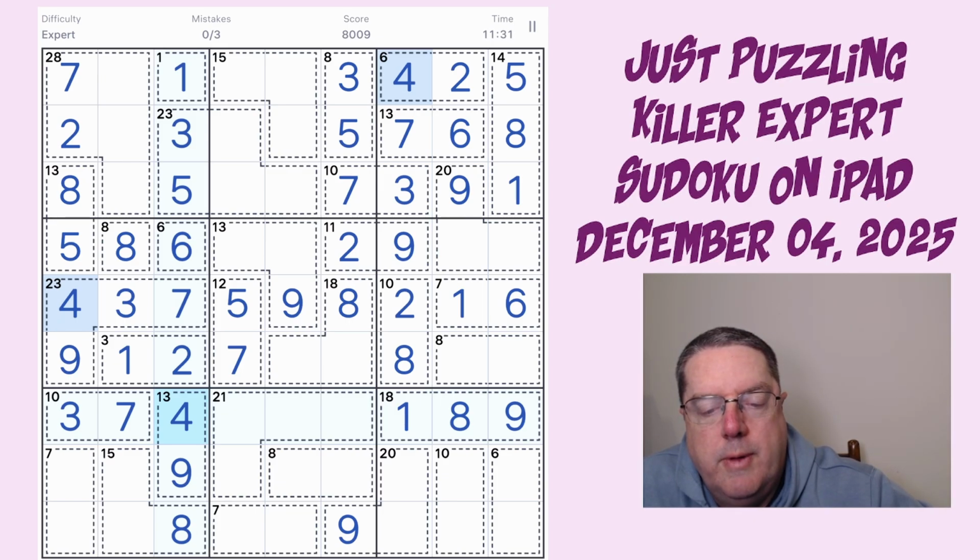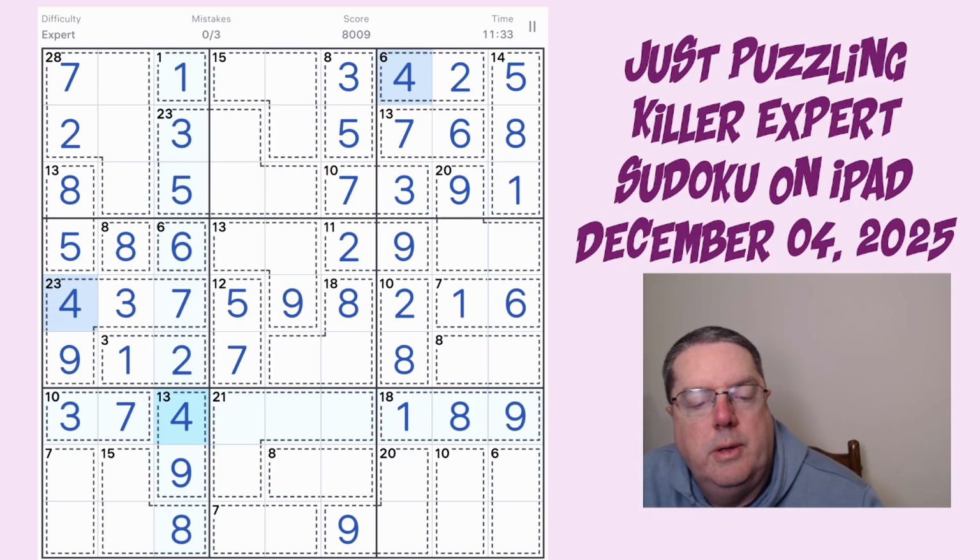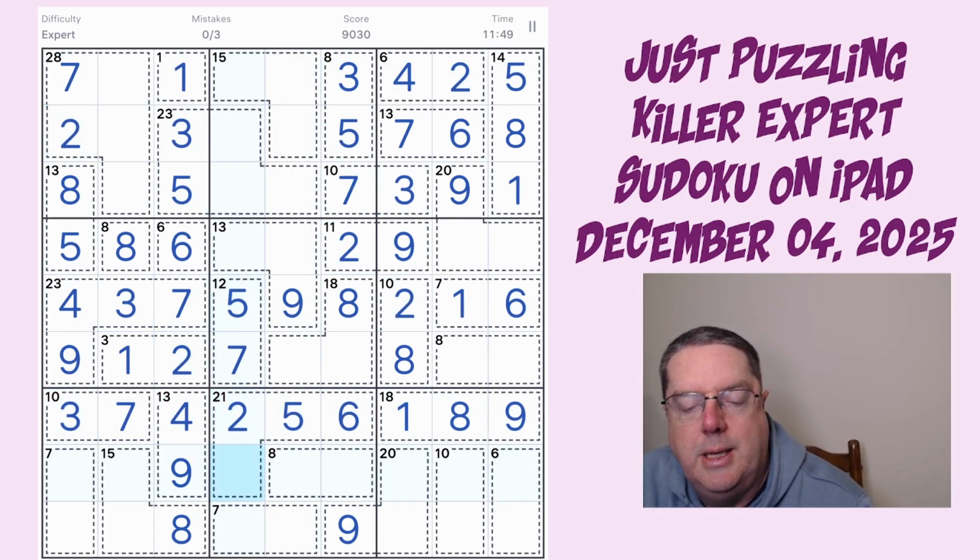2, 5. So I need a 5 in this row. 5 can't be there, 5 can't be there, so that's a 5 there. 1, 2 can't be there, so that's a 2. 3, 4, 5, 6. So that's 13. That's got to be an 8 to get to 21.